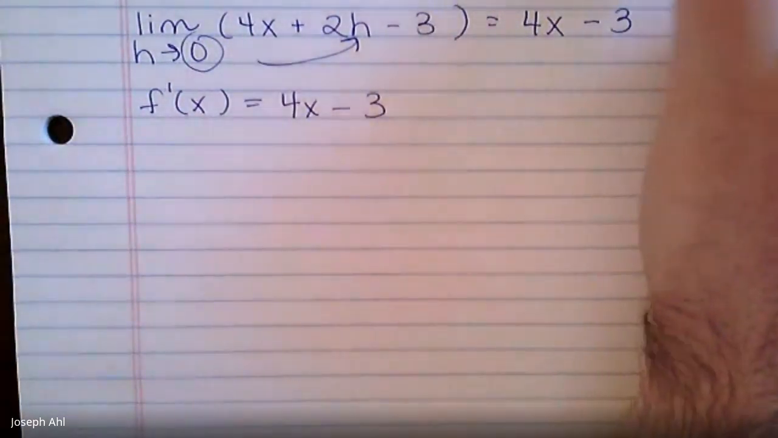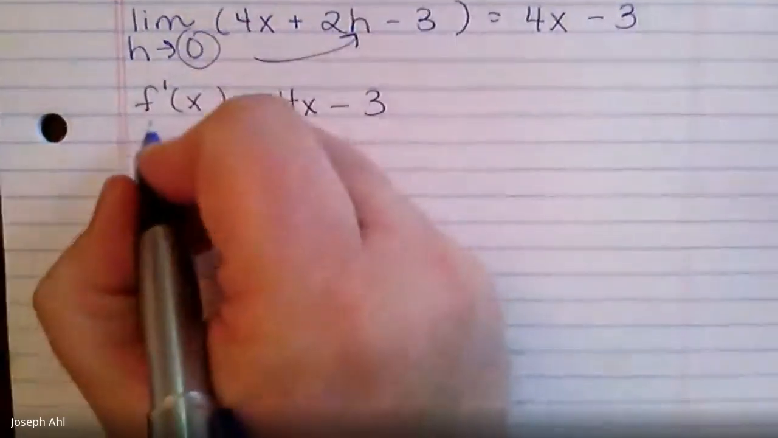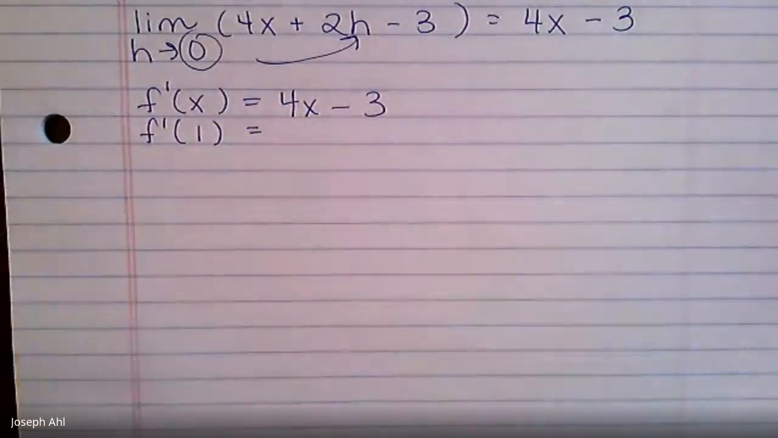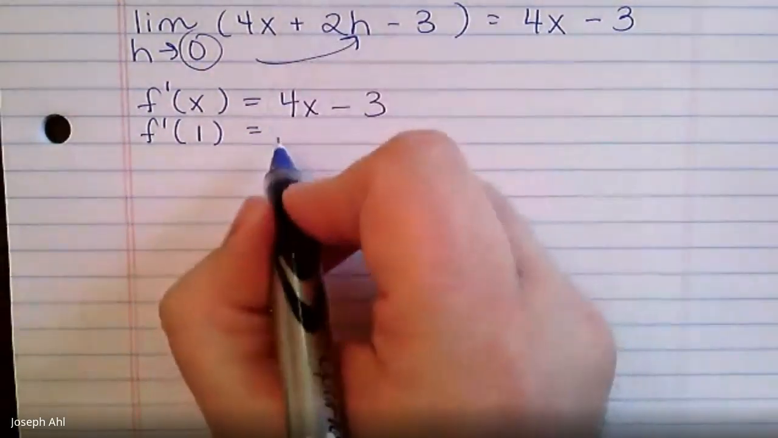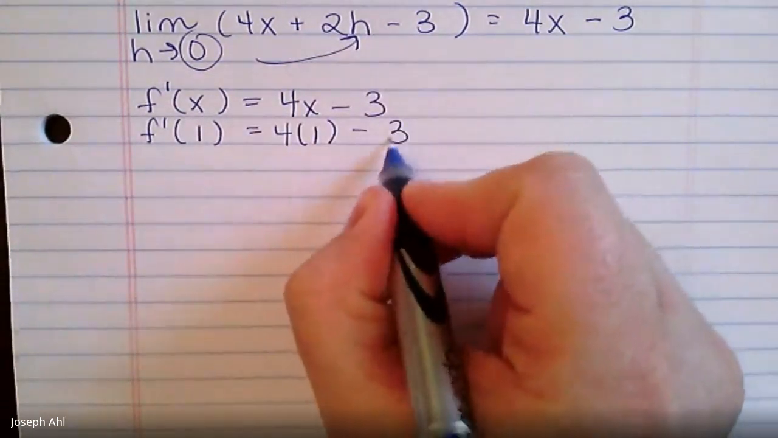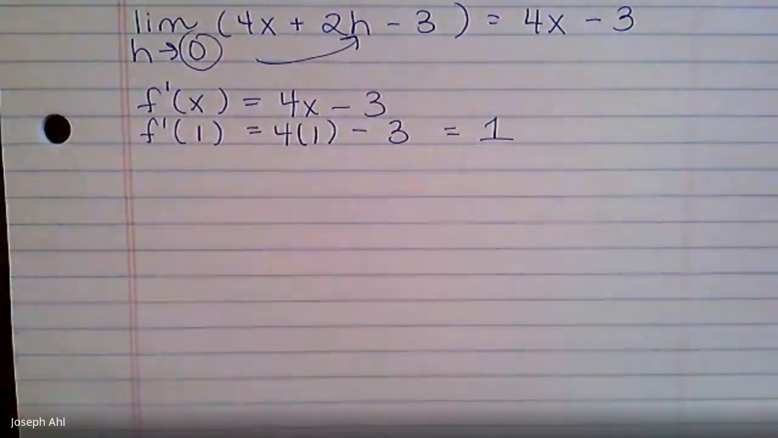So given that we want to be tangent at the point (1, -1), whatever the x value is of your point that you're given, plug that into the derivative. So 4 times 1 is 4, and then minus 3 is 1.